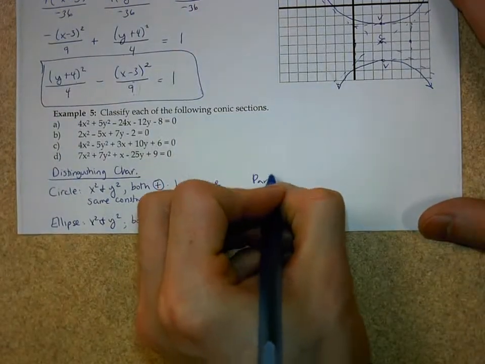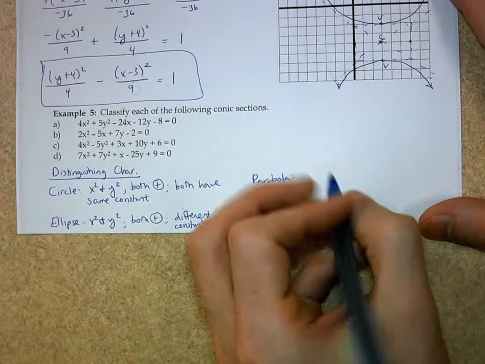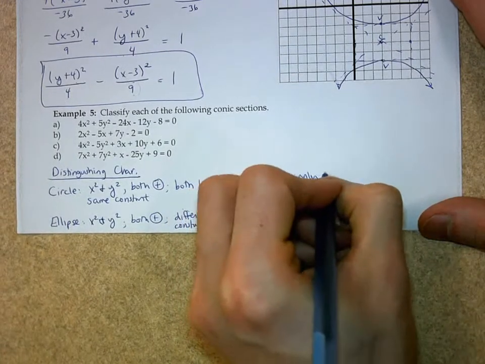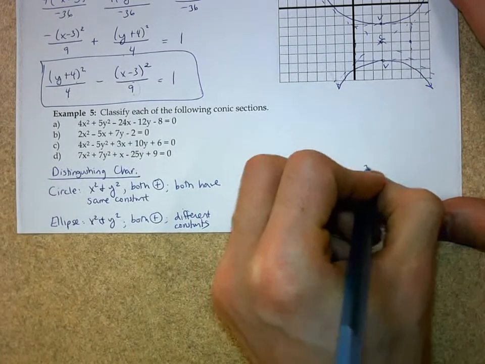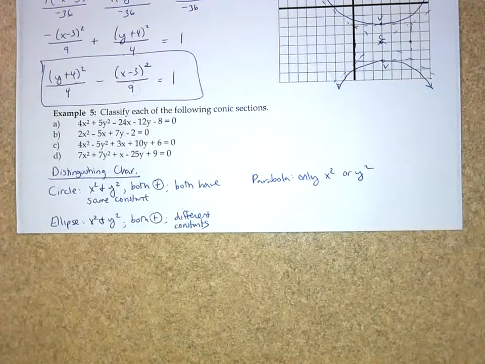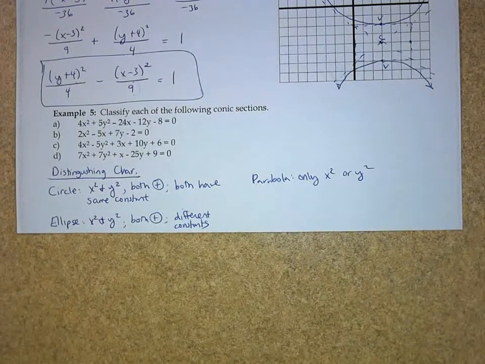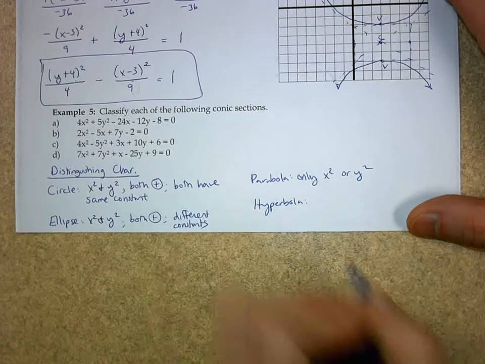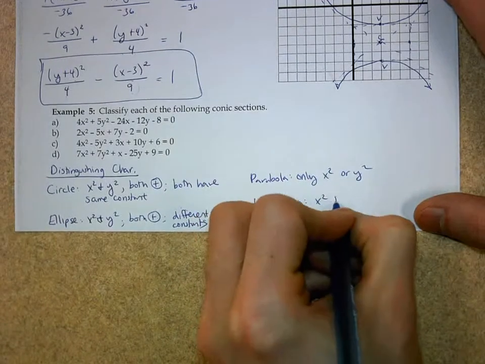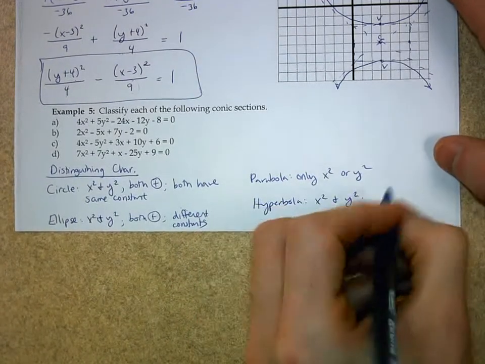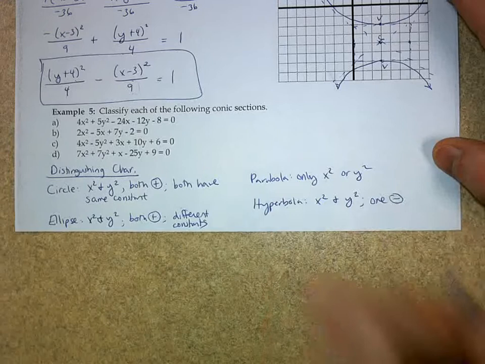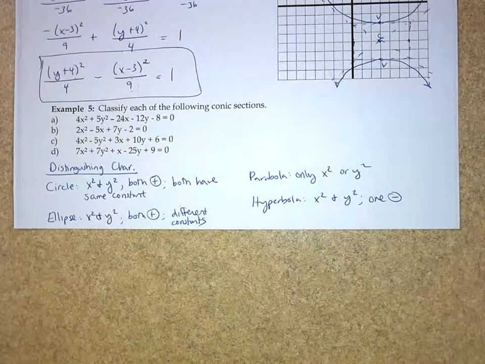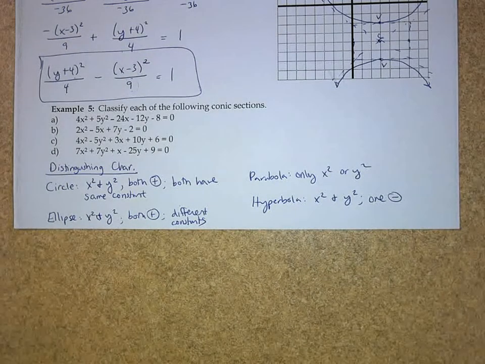The parabola has only an x squared or a y squared. You don't have both, but you have both an x and a y. And then finally, the hyperbola is going to have an x squared and a y squared, but one of them has to be negative. So that's how we divide our conics, just by looking at general form, into the different shapes.